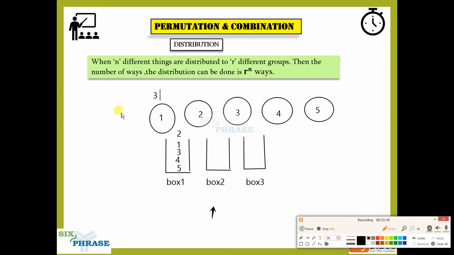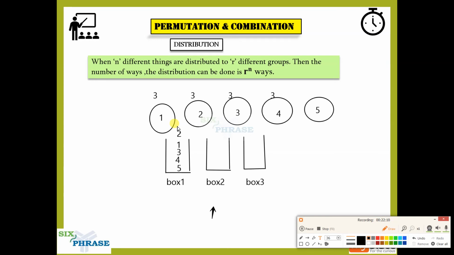Second ball could be distributed in how many ways? It also can take box 1, 2, 3 according to its convenience. So this is also 3. Ball 3 could also be distributed in 3 ways. It could go into any of the boxes. Ball 4 can also be distributed in 3 ways.